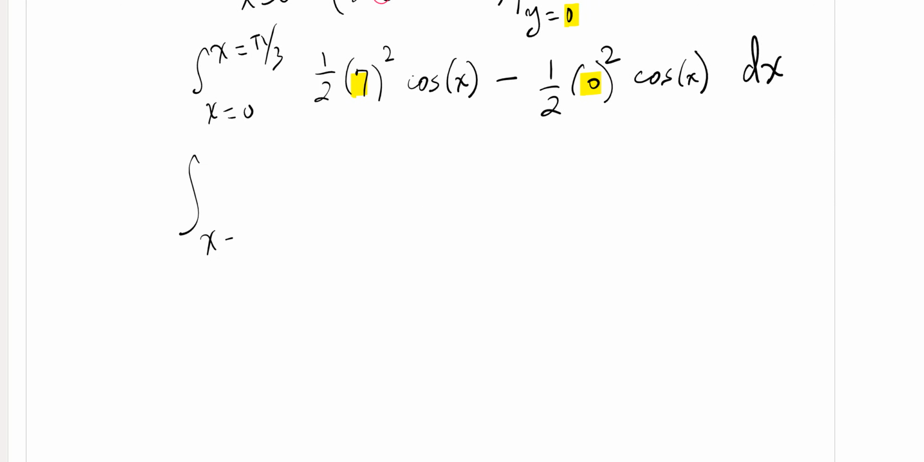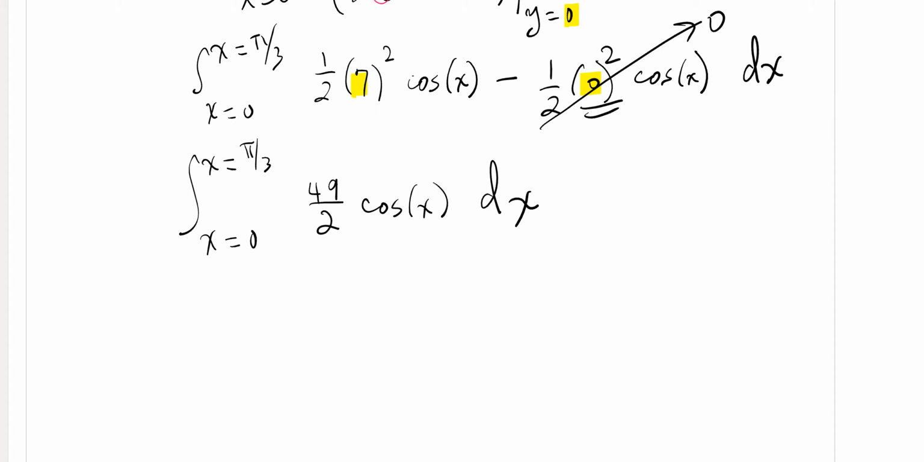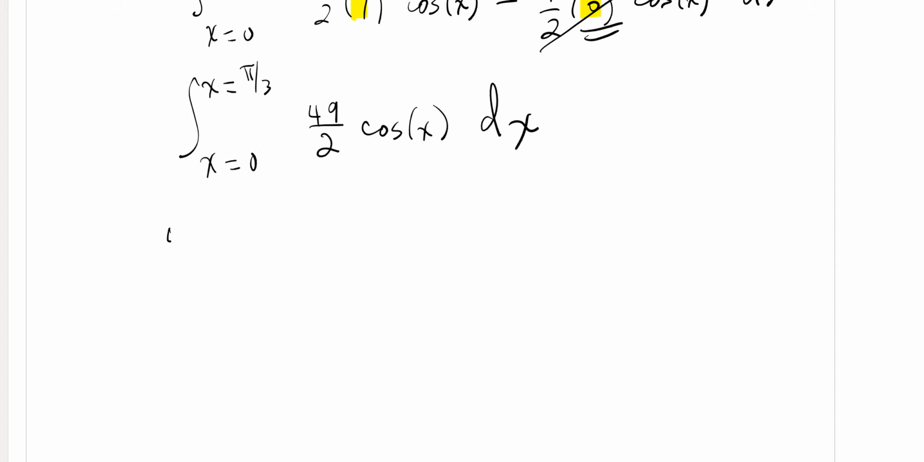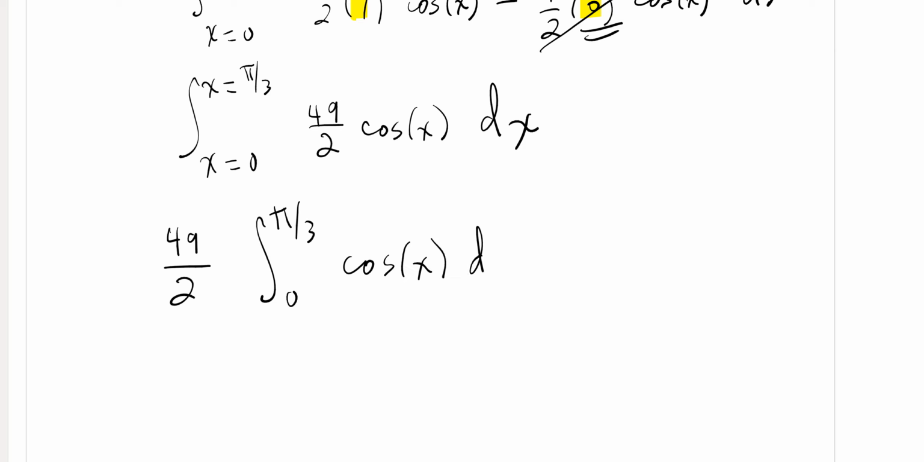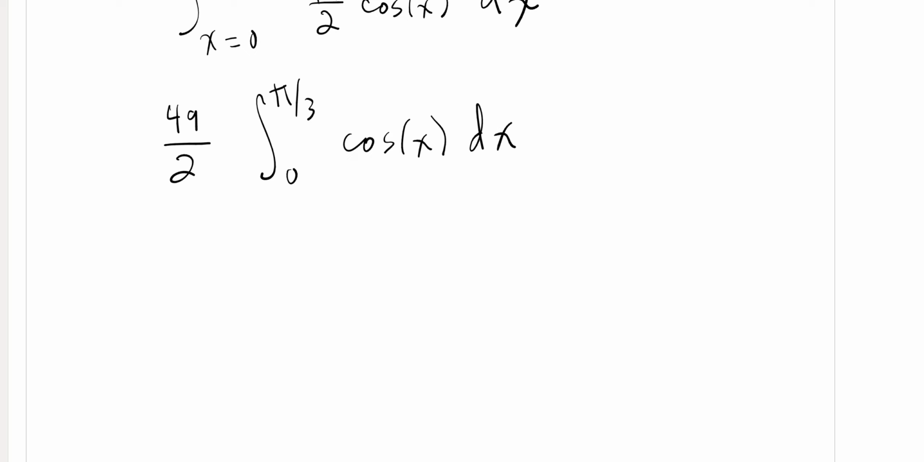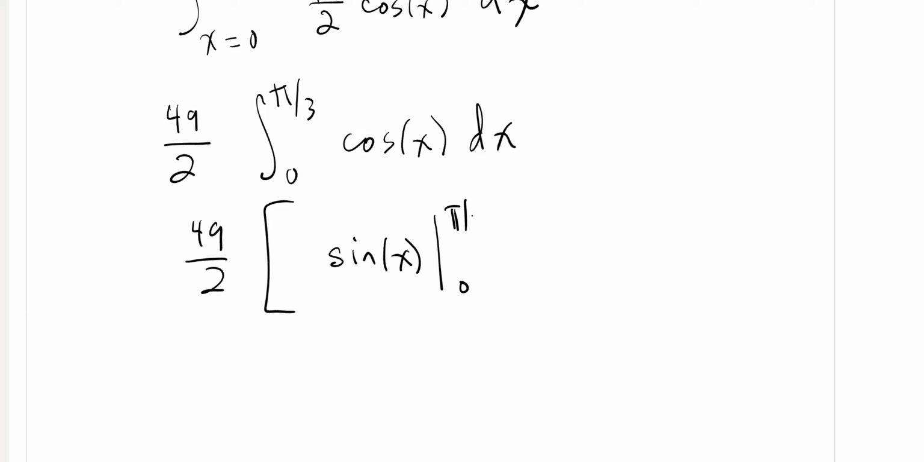Okay, so we got the integral from x equals 0 to x equals pi over 3 of 49 over 2 times the cosine of x minus 1/2 times 0 squared times the cosine of x. That whole thing is 0. So that's it. Now we can bring the 49 over 2 outside of everything, times the integral from 0 to pi over 3 of the cosine of x dx, which would be 49 over 2 times the integral of cosine, which is sine of x, evaluated from 0 to pi over 3.